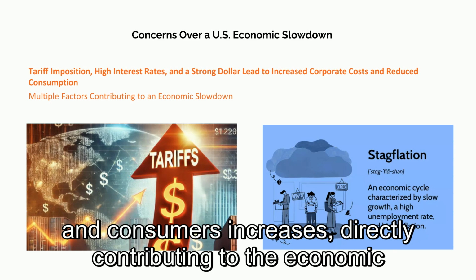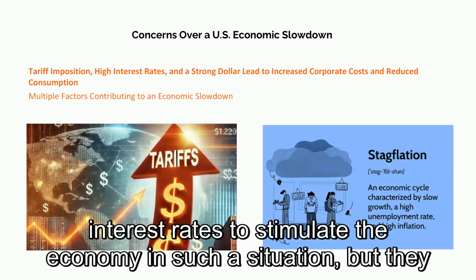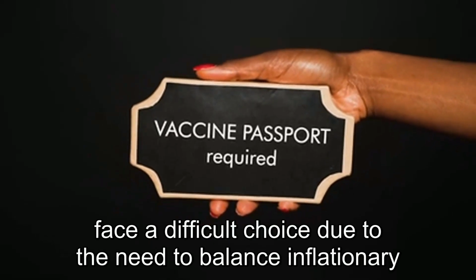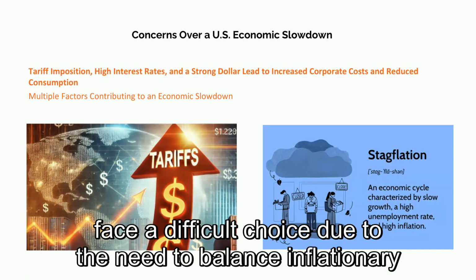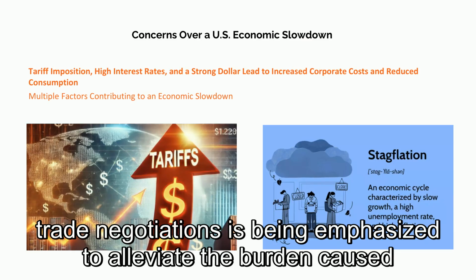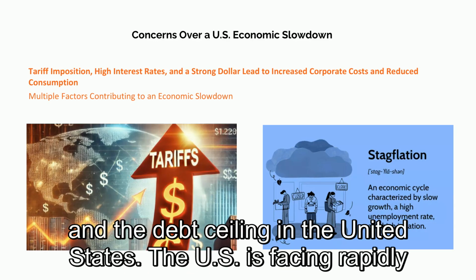the economic slowdown. Both the government and the Federal Reserve may consider cutting interest rates to stimulate the economy in such a situation, but they face a difficult choice due to the need to balance inflationary pressures. Moreover, the necessity for flexible tariff policies and trade negotiations is being emphasized to alleviate the burden caused by tariff issues. The third factor is the issue of the national debt and the debt ceiling in the United States.